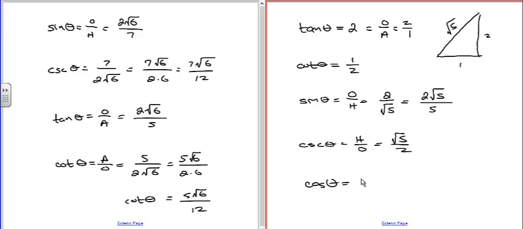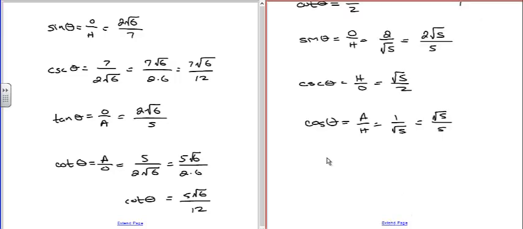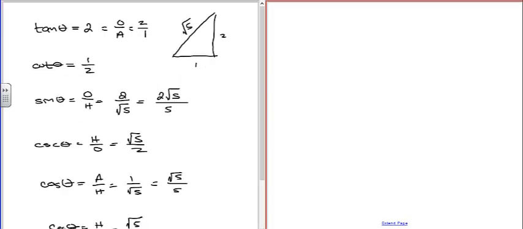Cosine of theta is adjacent over hypotenuse. Adjacent is 1 divided by the square root of 5. So that's the square root of 5 divided by 5. And then the secant of theta, which is hypotenuse over adjacent. Just take the reciprocal of that. We'll get the square root of 5 over 1, which is square root of 5. Okay, so that's how those problems work.